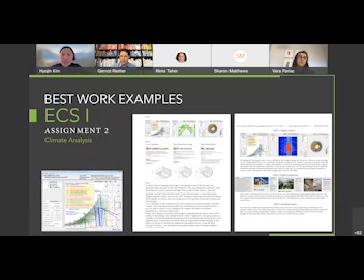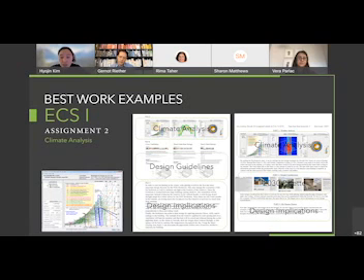So first, this is the ECS1 climate analysis assignment. In this assignment, students are asked to perform a climate analysis for their studio project using Climate Consultant software. And they are also asked to explore some climate appropriate design guidelines using some online resources such as the 2030 Palette. And finally, they need to provide a discussion of how their climate analysis informed their early design decisions.